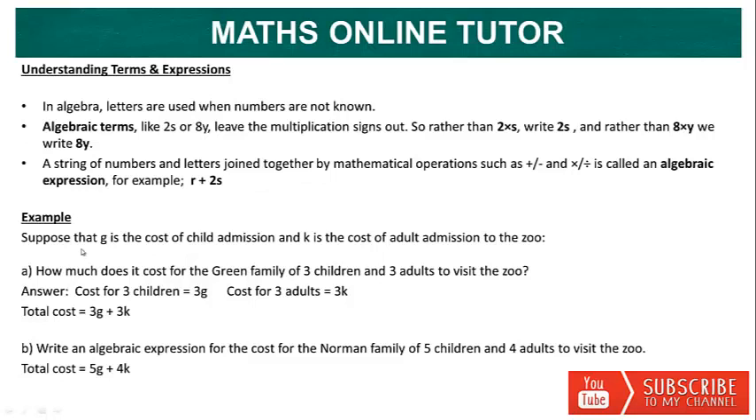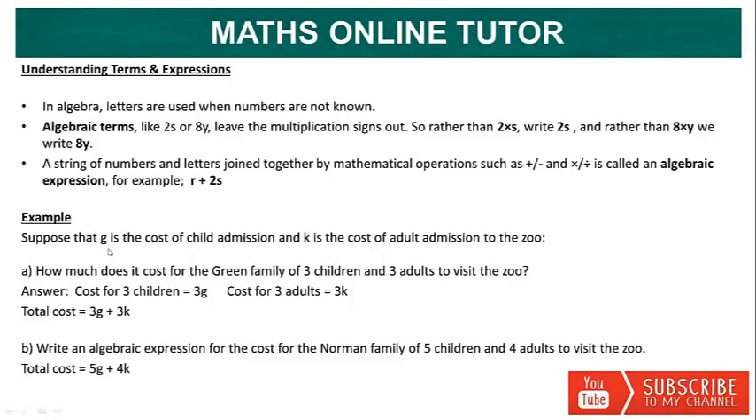I am now going to do an example with you. Suppose that G is the cost of child admission and K is the cost of adult admission to the zoo. Part A of the question. How much does it cost for the Green family of 3 children and 3 adults to visit the zoo?